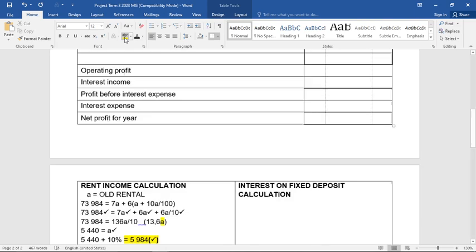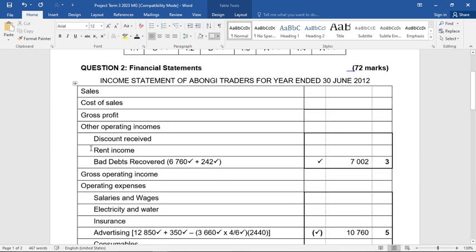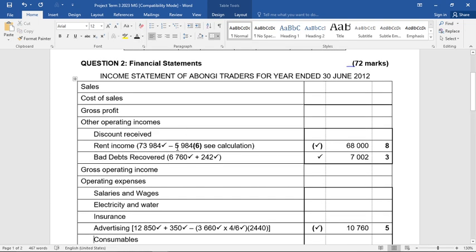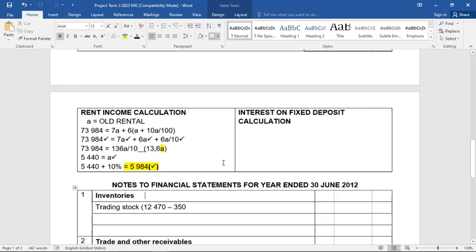So where do we go? We have to go to rent income. Rent income, as we said, was sitting at 73,984. And now we are subtracting 5984, the 1 month's received in advance. That leaves us with 68,000, the true amount of rental that should be reflected for this year. The other 5984 needs to get sent to income received in advance, or if you use deferred income.